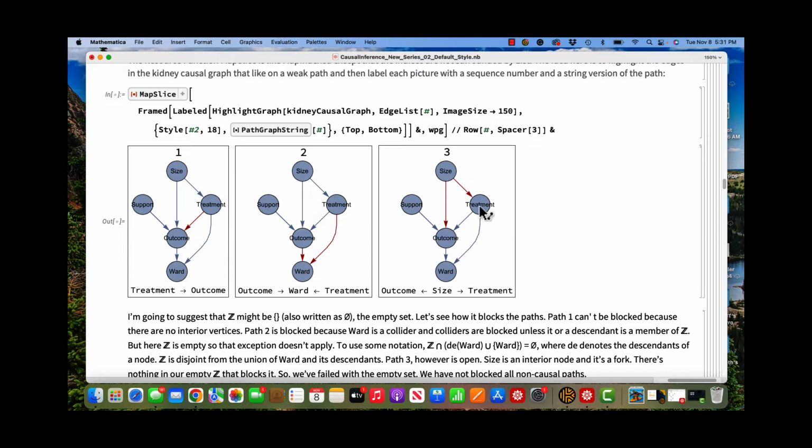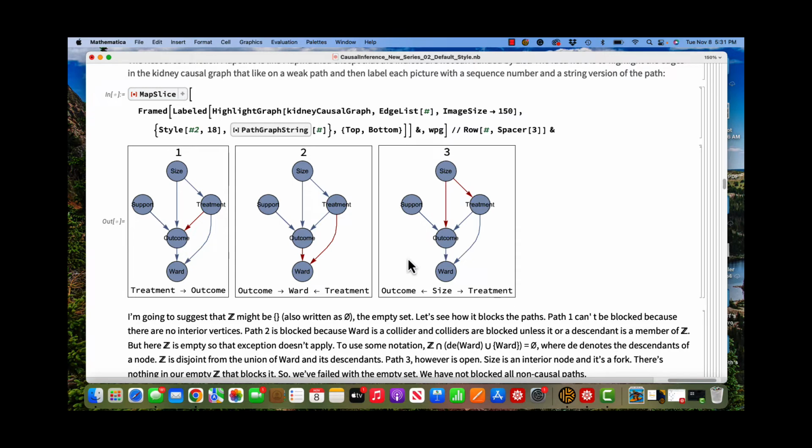Let's look at this path. Treatment to size to outcome. Size is a fork. This is a non-causal path with a fork. This path is open unless I make size a member of the adjustment set. So, in this example, the only thing we need to include in the adjustment set is size.